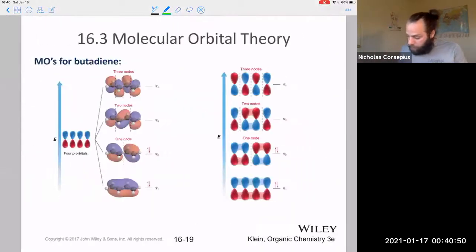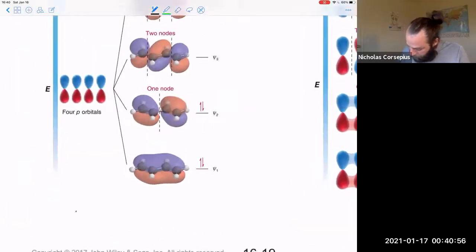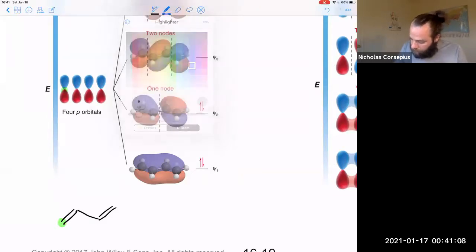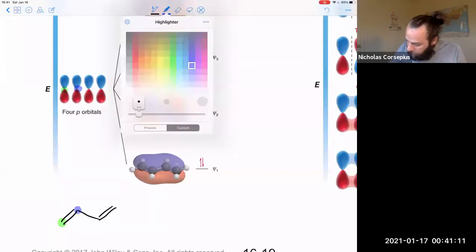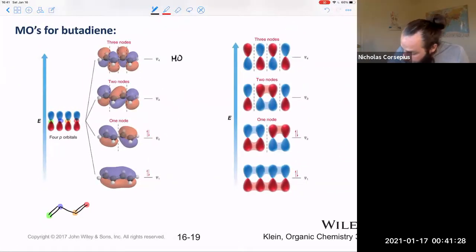So now let's extend this to the idea of having 4 p orbitals. I'm talking about looking at a compound like 1,3-butadiene. Each one of these carbons has a p orbital that it's bringing. With this molecular orbital concept, you're going to have 4 atomic orbitals that you mix, and that's going to give you 4 new molecular orbitals.